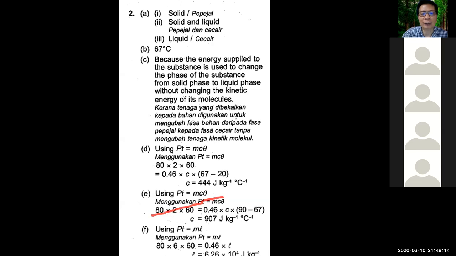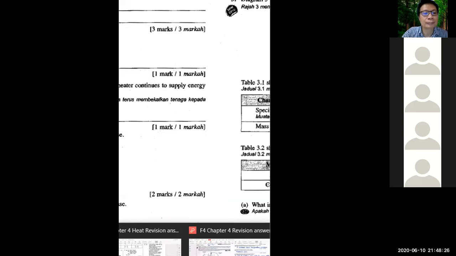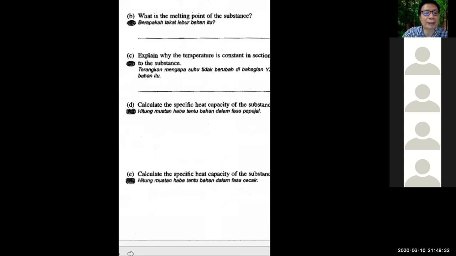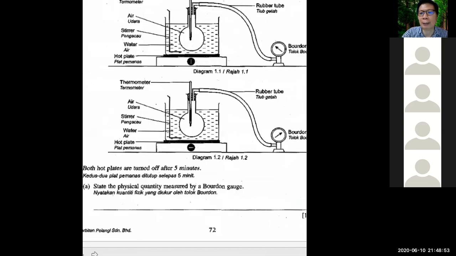Okay, next part of the question. Go back to the question again. Next part, they ask about what? Just now we calculated the specific heat capacity of the substance in solid state, Pt equals mcθ. Now, calculate the specific heat capacity in the liquid state. Same formula, but look at the liquid state. Just now was solid, now it's liquid. Solid, liquid, the difference is the temperature. You see the temperature is different.